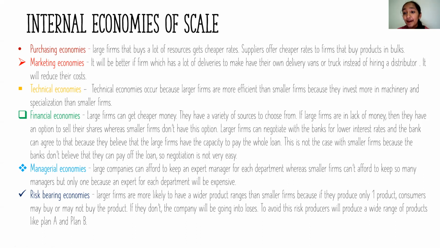For example, if Parachute Oil is only producing its oil in small bottles, some people might not buy such small bottles because it will not be enough for them. So they might buy another oil which comes in big bottles. So this is what is called risk-bearing economies.